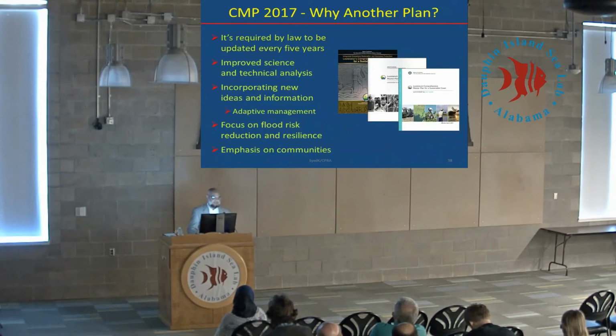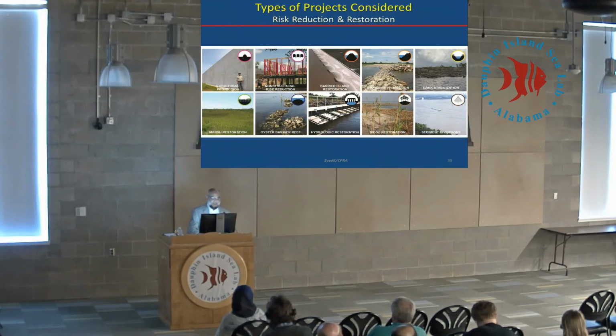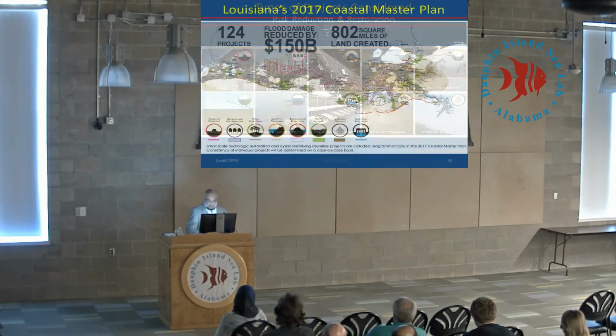So this is required by law, but then you improve the science every day, and you incorporate new ideas and information. Adaptive management is something we have incorporated very heavily in this master plan. We focus on flood risk reduction and resilience, with emphasis on the communities. Non-structural flood risk measures are also incorporated by having building codes. We have levees, barrier islands, shoreline protection, bank stabilization, marsh restoration, barrier reef, hydrologic restoration, and sediment diversions. These are the main components in the 2017 master plan.